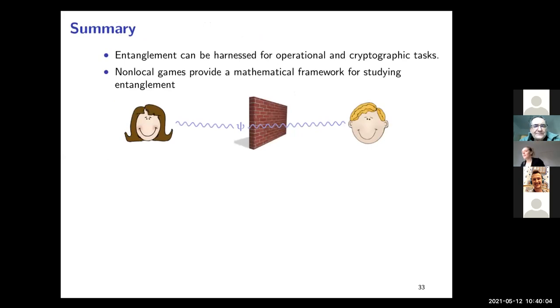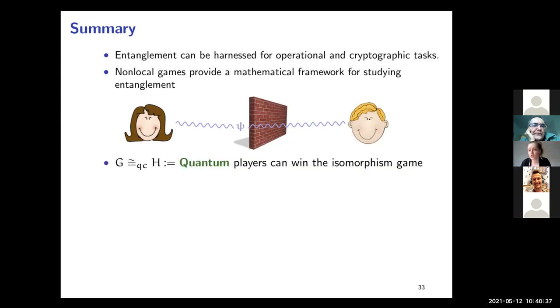So I'm trying to summarize everything that I tried to tell you today. We talked about quantum computing and information, and how entanglement is an important phenomenon that we can use to get some advantage over classical technologies in some cryptographic settings or other operational tasks. Then we said that non-local games gave us a framework within which we can study entanglement rigorously. But we also said that for general non-local games, analyzing these entanglement-assisted strategies is still hard. So it is beneficial to have nicely behaved classes of games.